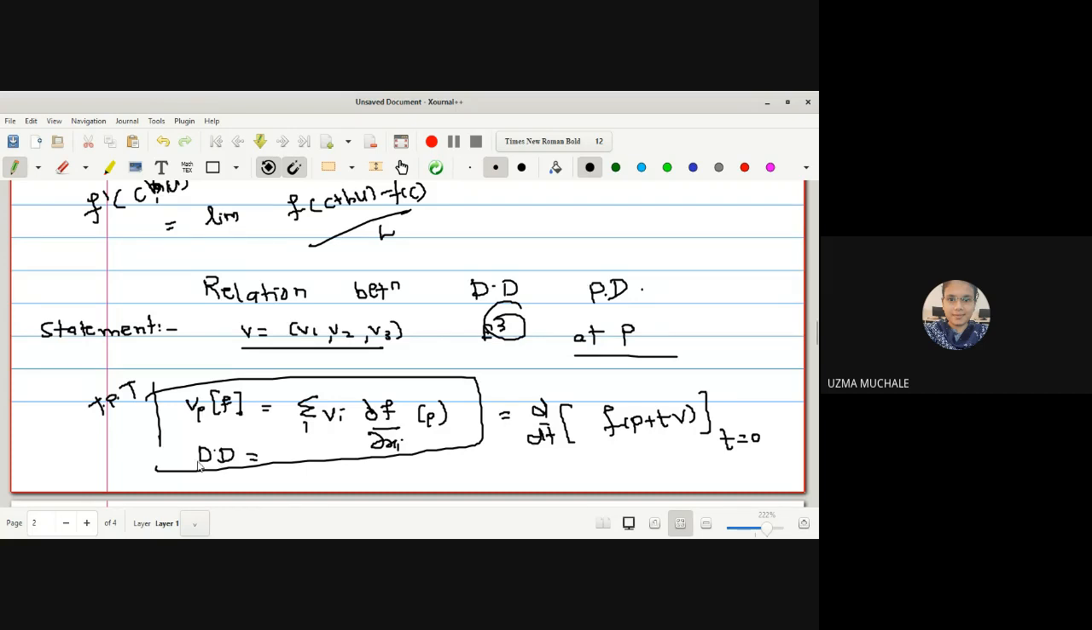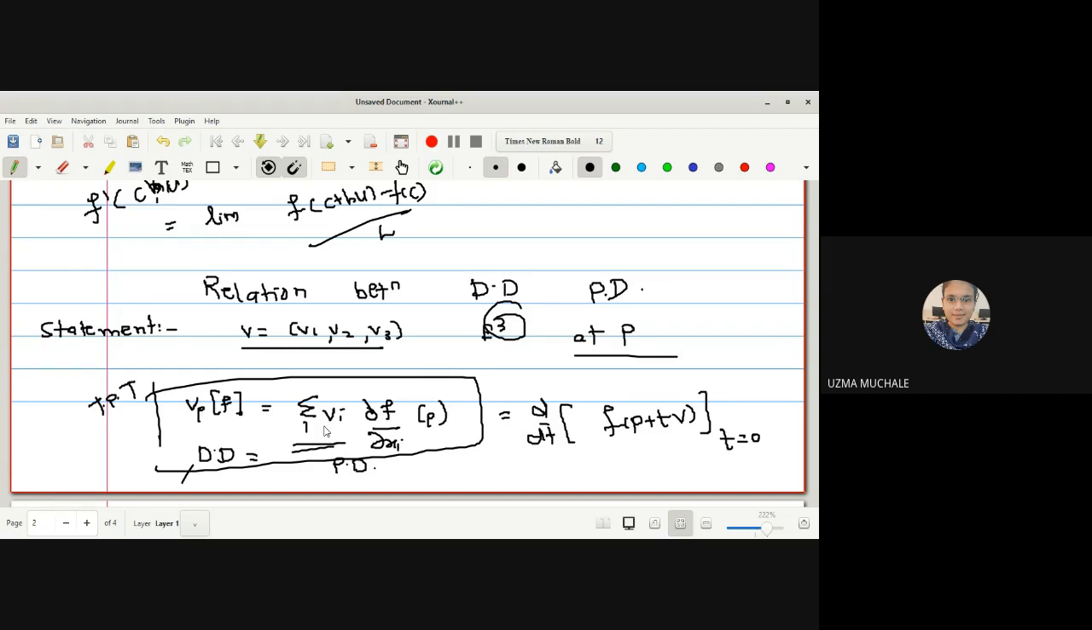So you can see here the directional derivative we have written as a linear combination of the partial derivatives. That is why I told you that this is the theorem which gives you the relation between the directional derivative and the partial derivative.